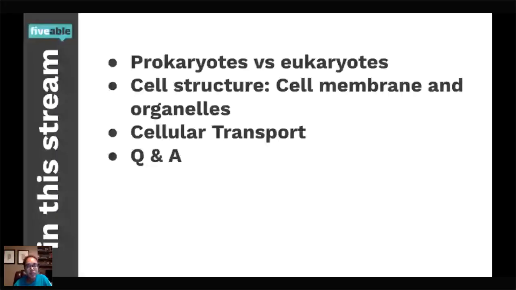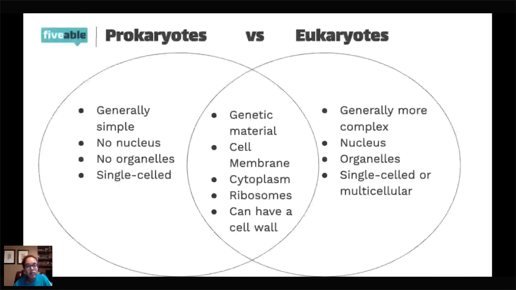So, prokaryotes versus eukaryotes. Prokaryotes are simple. They have no nucleus, no organelles, and they're single-celled. An example would be that a lot of types of bacteria are prokaryotes. So they're pretty simple compared to us as eukaryotes. If you compare us to a bacterium, there are a lot of differences and we're very complex in comparison. Eukaryotes are a lot more complex and our cells have a nucleus.